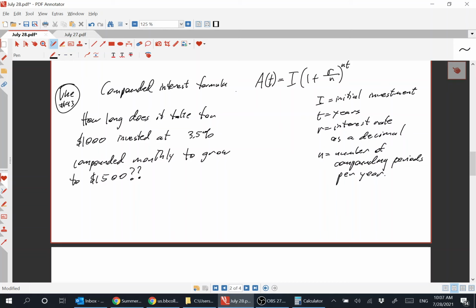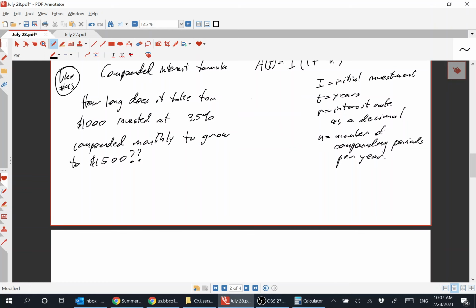When they say compounding periods, they'll say compounded yearly, that means once a year. Compounded semi-annually, that means twice a year. Semi is half, by the way. Quarterly, 4 times a year. Monthly, 12 times a year. Daily, 365 times a year, and so on and so forth. So you want an investment to be worth $1,500, and you start with $1,000.